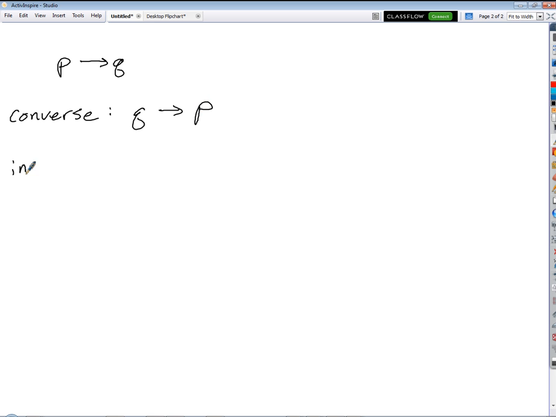What's the inverse going to be? How am I going to write it symbolically? Okay, everybody see this, the squiggly, called a tilde, right? So we're going to say tilde P leads to tilde Q. So if not P, then not Q.